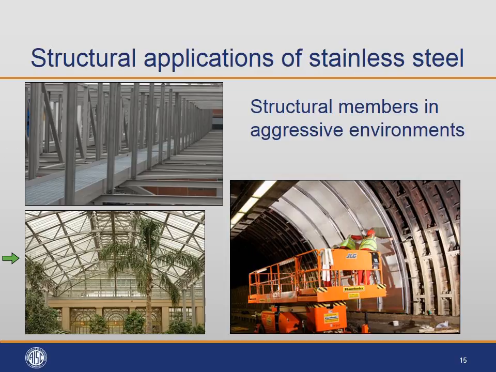And this photo beneath, that's actually Longwood Gardens, a conservatory there in Pennsylvania. You can imagine, you wouldn't say it was an aggressive environment, but it was warm and moist. And so the carbon steel roofing members had to be replaced with stainless steel.